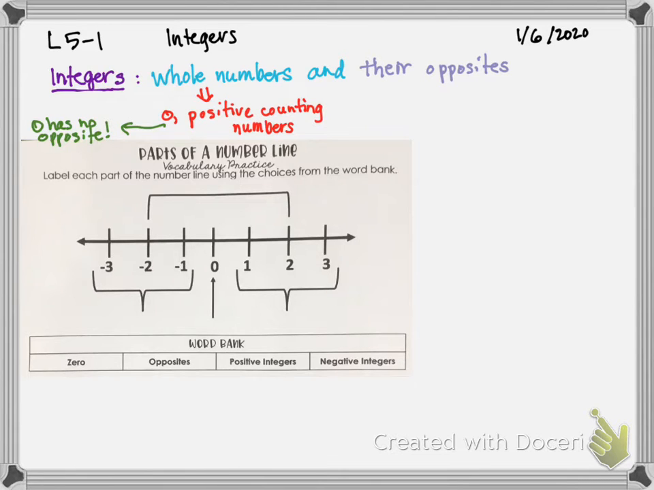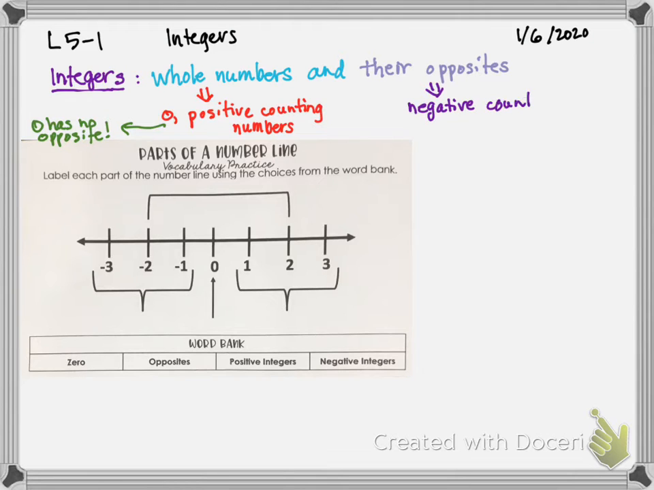Okay, so you have to keep that in mind. There's no such thing as negative 0 or positive 0. 0 is just 0. Now, when it comes to the opposites, we're talking about the negative counting numbers.